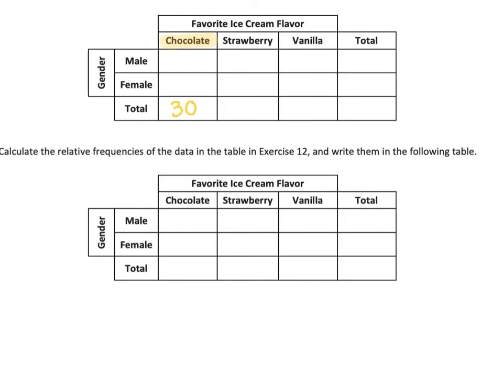So there's a total of 30. 22 of those are male. And so how many left are female? We already kind of talked about this in the last slide. That would mean 8 are female. Okay?